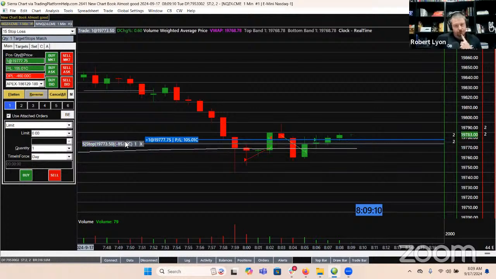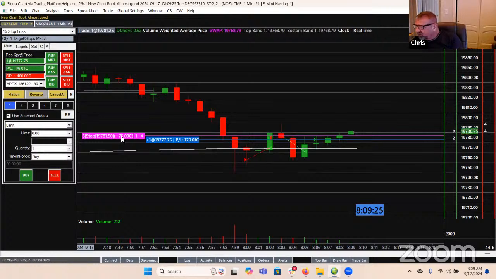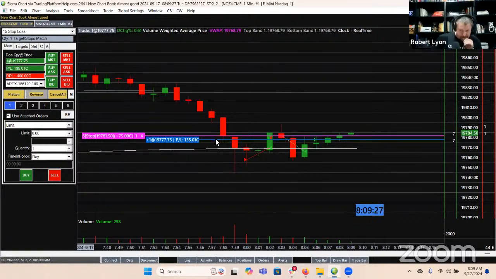Cool. I'm gonna take $100 or whatever. 150. Come on, push. Is that a long entry? Yeah. It's moving slow, but I'm hoping for a little breakout pop right here. We'll see.